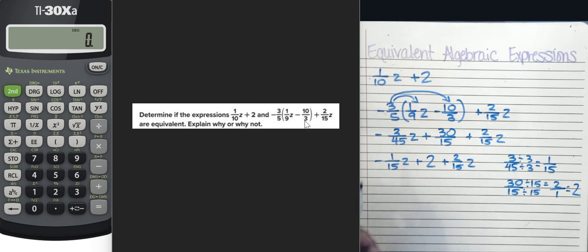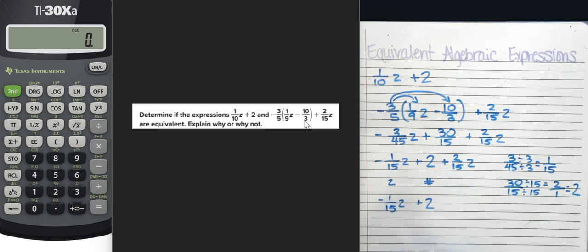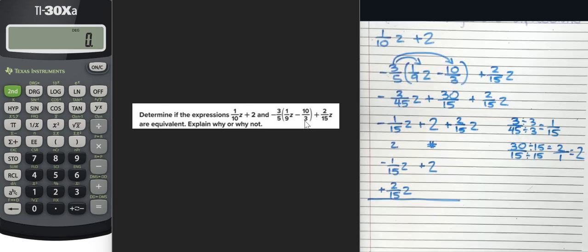All right, so now what terms will we need? Well, we know we need a term for our z's. We also need a constant. So now I'm just going to place everything where they need to go. The -1/15 z is going to go here under the z's. And then our constant, a +2, is going to go over here under the constants. And then we have a +2/15 z. And then what we do is just simply simplify it.